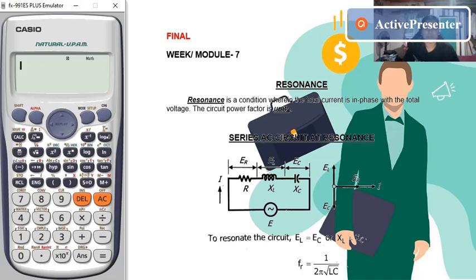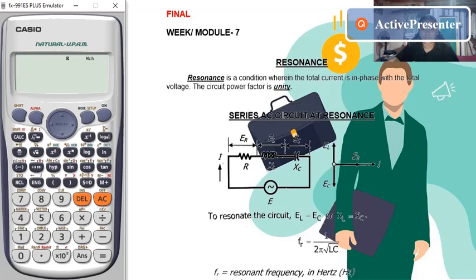Okay, welcome back to our class for this subject for our final week, module number 7. So our topic will be about resonance. So first, we will know what is resonance. Resonance is a condition wherein the total current is in phase with the total voltage. The circuit power factor is unity. So take note, in our resonance, our power factor is unity.